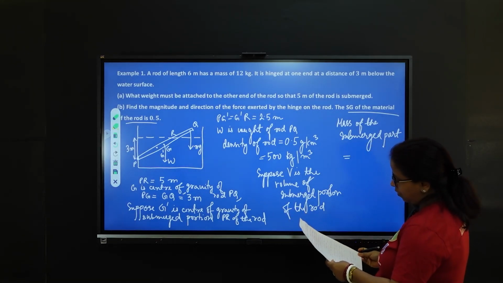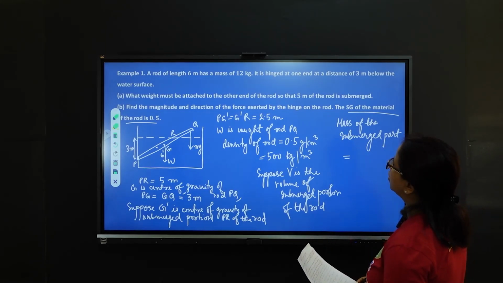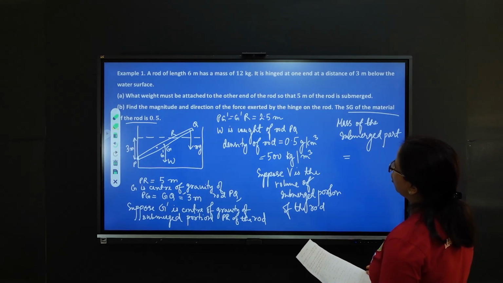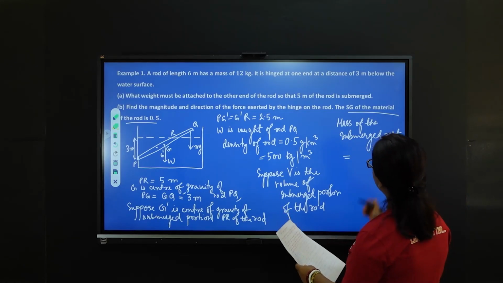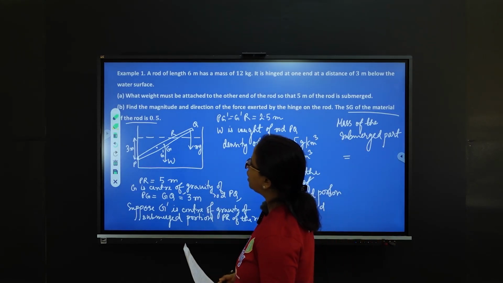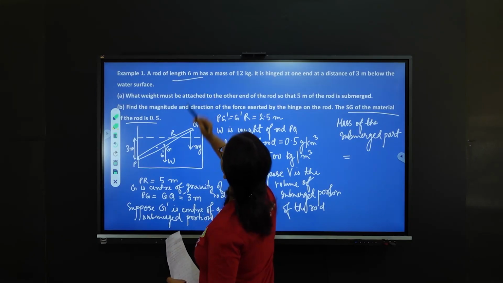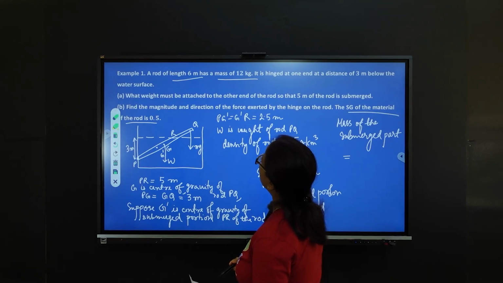We have the density. Let's look at the density times the volume. So the volume here, now look at this. How do we find that? Just have a look at the length. We know that for the length 6 meters, the mass is 12 kg. So what will be the mass of the portion of the rod of length 5 meters?